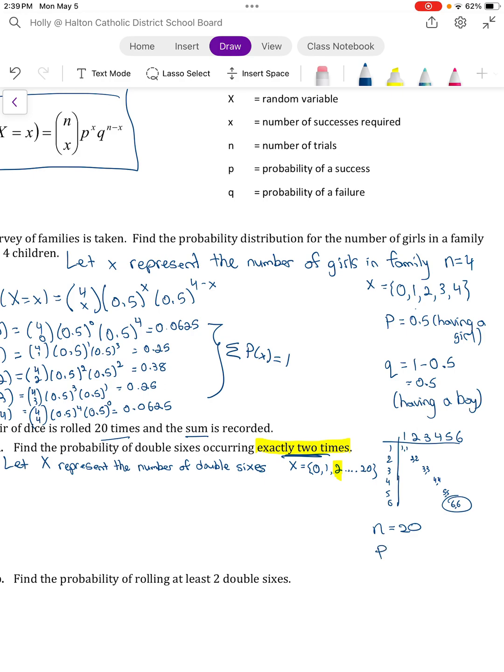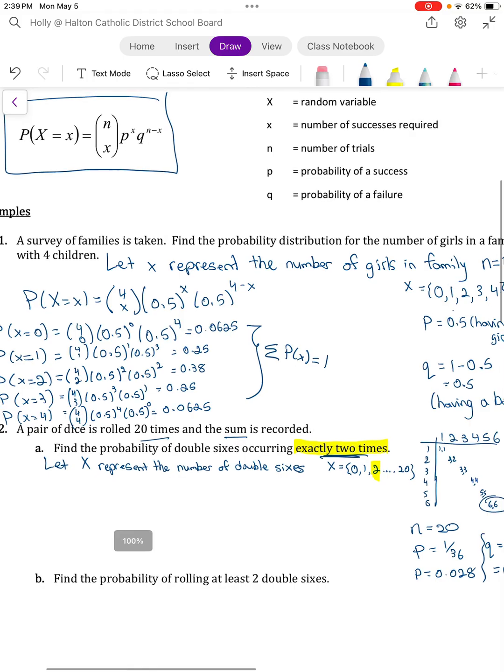The probability of success, remember we have 36 combinations there, would be 1 out of 36, because I have that 6,6 happens once out of 36 possibilities, which means that would be, if I were to decimal, 0.028. So my q would be the probability of not having a success. So it would be 1 minus that, which would give me 35 out of 36, all the other possibilities that are not the double sixes. So it's 0.972.